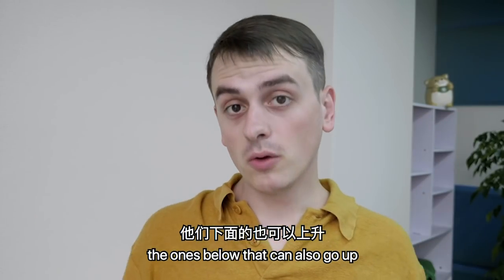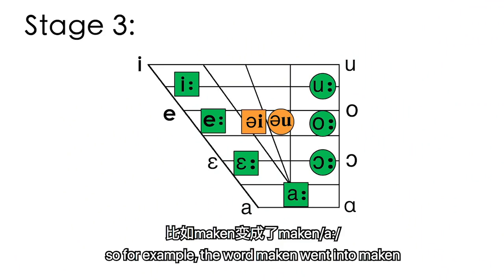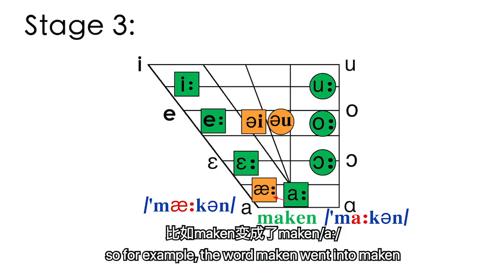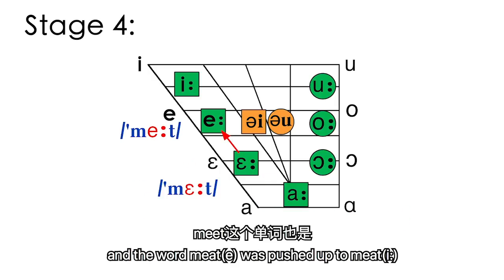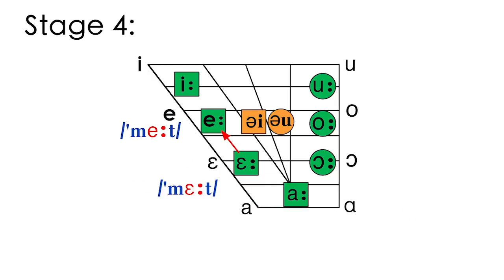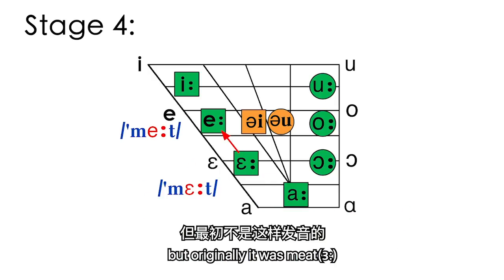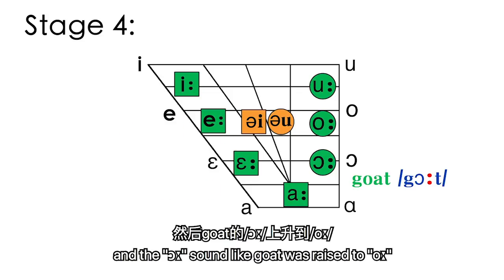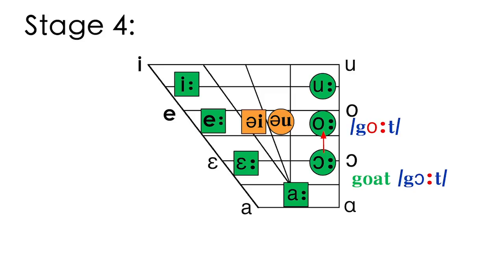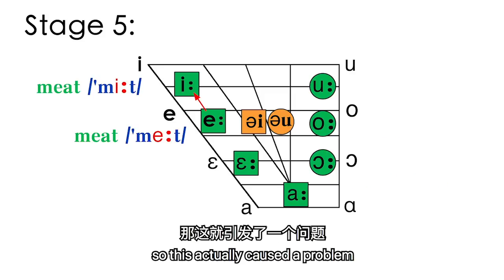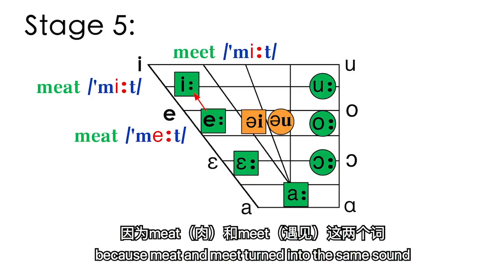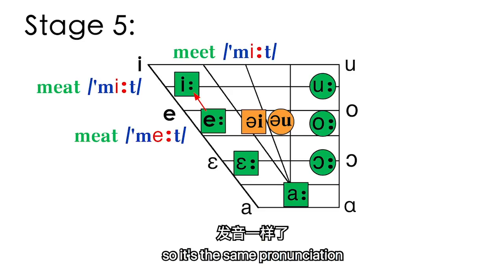The ones below that can also rise. So for example, the word maken went into maken and then to make. The word meat was pushed up to meet. So now it kind of sounds familiar, but originally it was mate. And the O sound, like got, was raised to goat. This actually caused a problem, because mate and meat turn into meet and meet. So it's the same pronunciation.